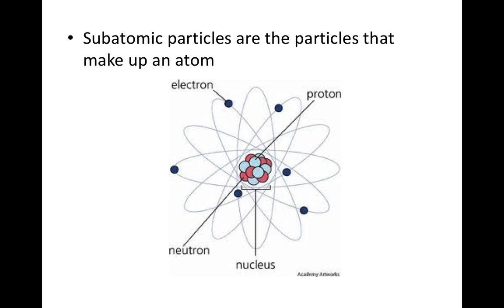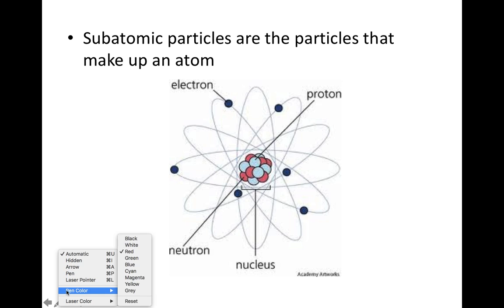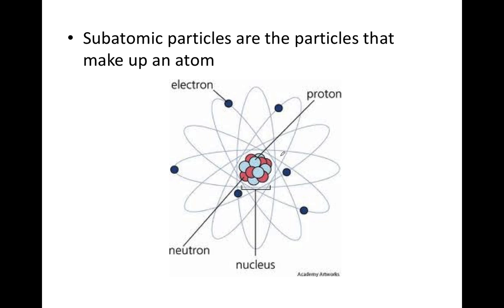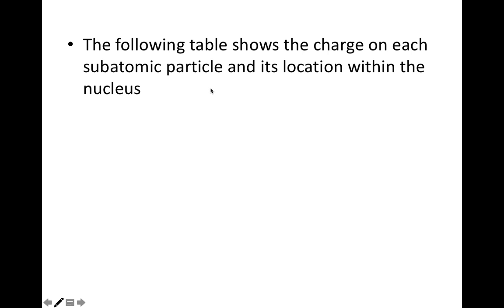So this is a simplified diagram of an atom, as you've probably learned about before. At the center of the atom, you have the nucleus, which consists of neutrons and protons. Around the nucleus, you have electrons, which orbit around the nucleus. The following table shows the charge on each subatomic particle and its location within the atom.